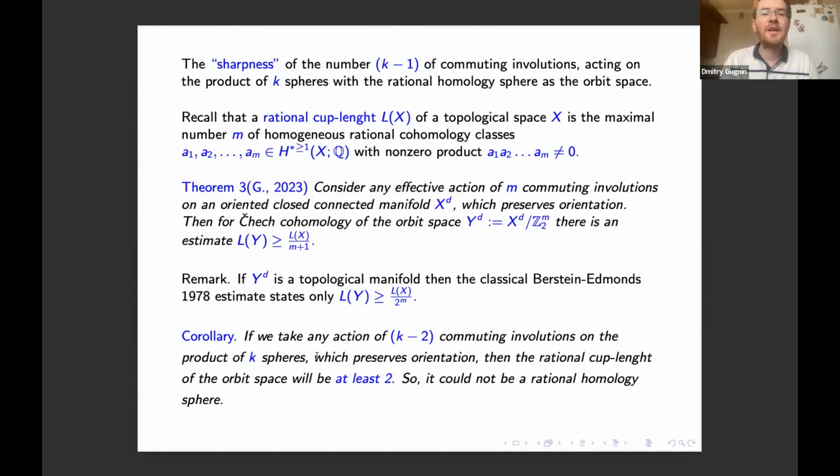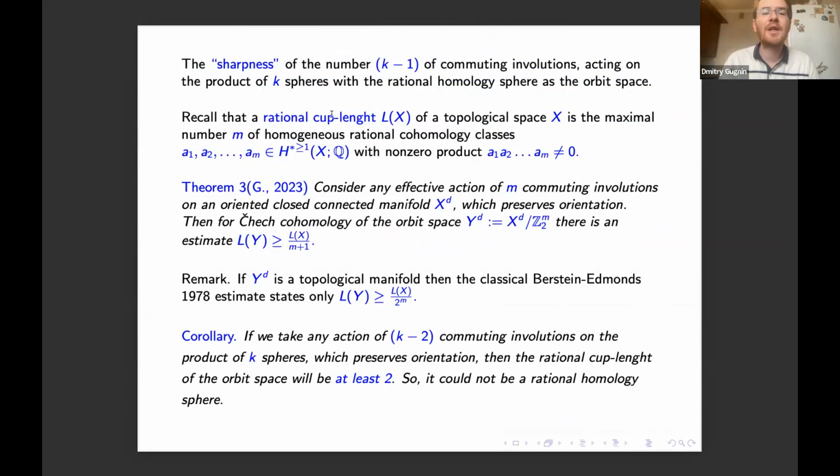What we want to say is that here we have k-1 involutions acting on this product of k spheres such that the quotient space is a sphere. And k-1 is the sharp number, the sharpness of this number.